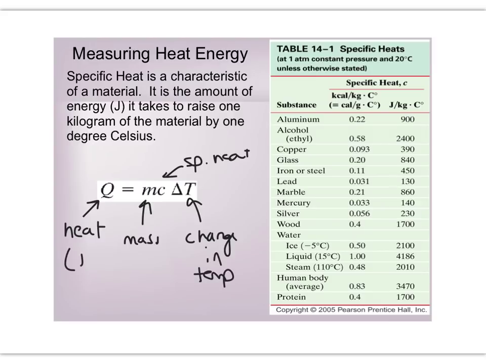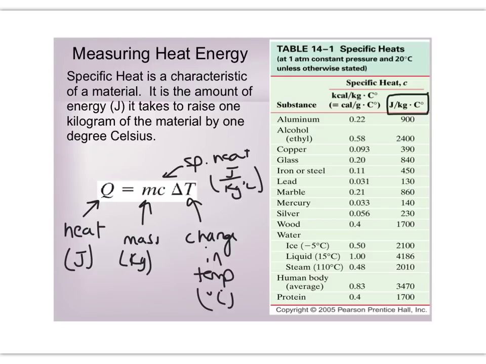The heat is going to be in joules, the mass is going to be in kilograms, the change in temperature is going to be in degrees Celsius, and for us in physics, specific heat is going to be in joules per kilogram degrees Celsius. And on the right, you'll see some common specific heats. Like I said, we'll be using primarily the joules per kilogram degrees Celsius.